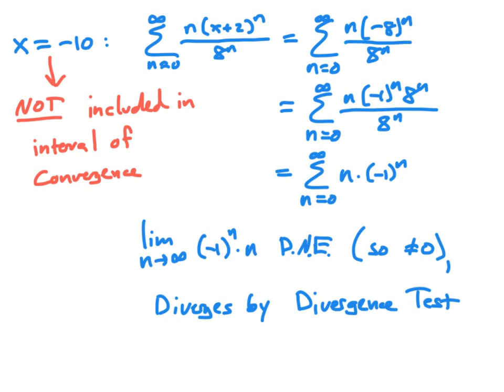Because the limit as n goes to infinity of (negative 1) to the n times n does not exist, which we can see by realizing that n is going to get extremely large, and the (negative 1) to the n just alternates signs, so the terms of our sequence will simply be getting closer and closer to positive infinity and negative infinity, respectively. This limit does not exist, and therefore it's not equal to 0, and so we have a series that diverges by the divergence test. And so x equals negative 10 is not included in our interval of convergence.